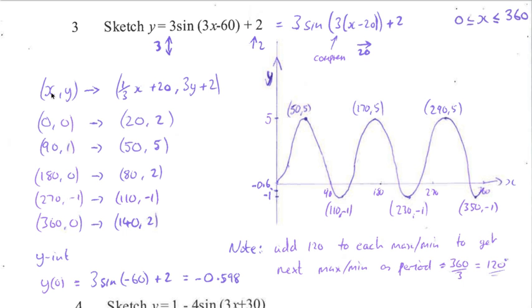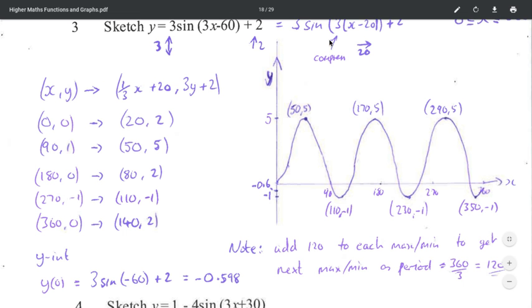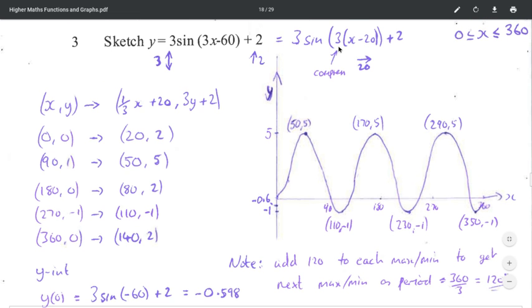So let's look at our mapping here. So the x coordinate was going to be compressed by a factor of 3 and then moved along by 20 degrees. So whatever the original x coordinate was, we're going to find a third of that, or divide that by 3 and then add on 20. The y coordinates, we are going to triple those because we're looking at 3 sine, not just sine, and then plus 2 because we have this plus 2 on the end.